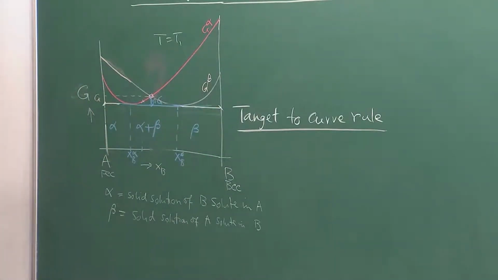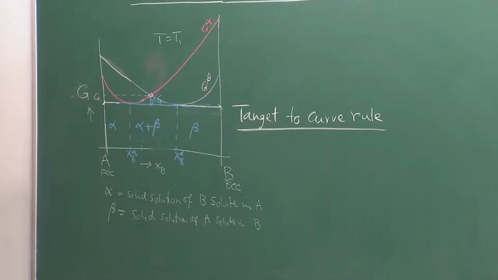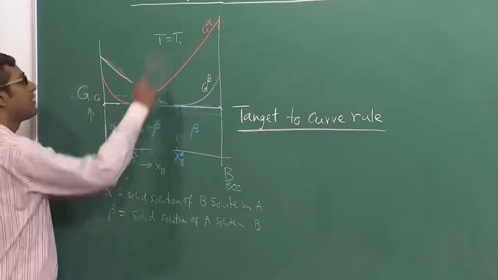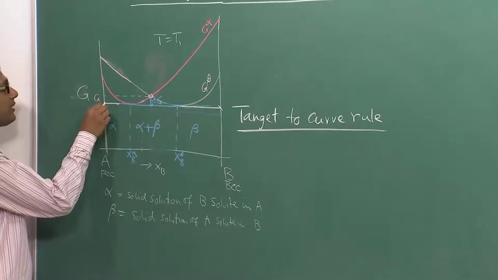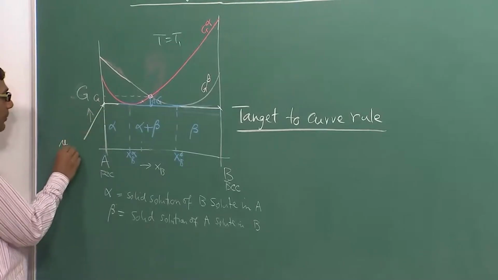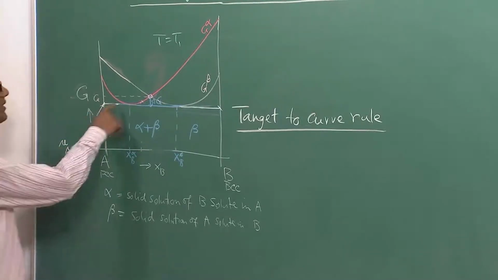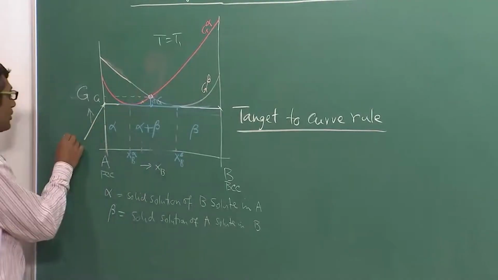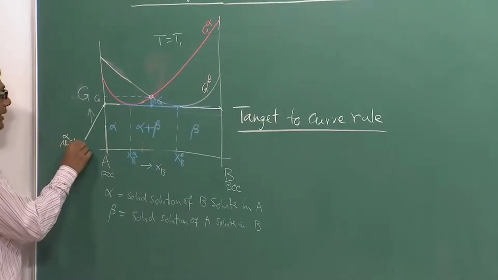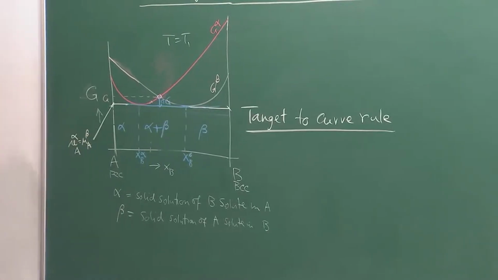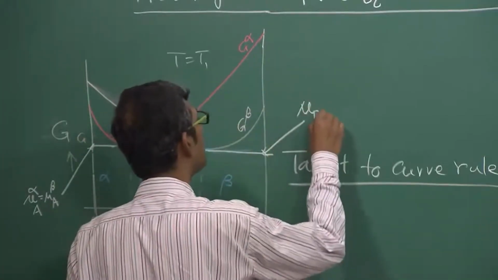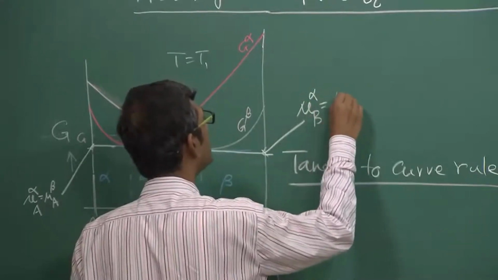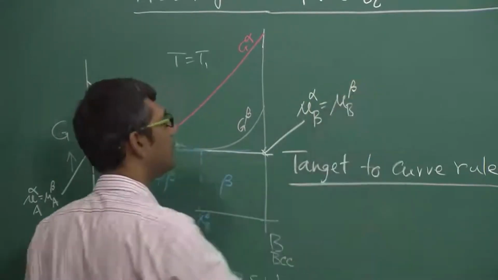And I know that if I draw a tangent to the curve, that you should do yourself as a part of homework. If I draw a tangent to the free energy curve, if this hits the A-rich end, this point tells me these are the chemical potentials of A, because it is tangent to both the curves. So therefore chemical potential of A in alpha must be equal to A in beta. Similarly this is also hitting here, so therefore I can write chemical potential of B in alpha must be equal to chemical potential of B in beta.